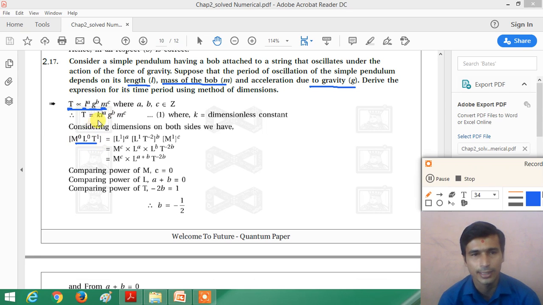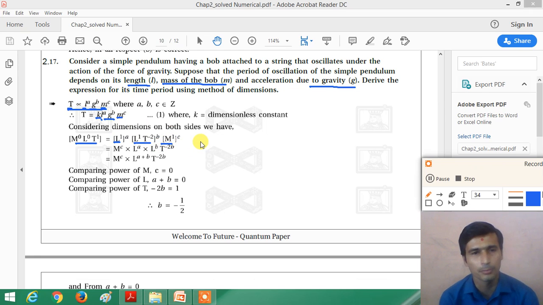On the right hand side, k is the constant which is dimensionless. The second term is length. What is the dimensional formula of length? L^1, raised to a. So we write L^1 raised to a. g is the acceleration due to gravity, so we put the dimensional formula of acceleration due to gravity, that is L^1 T^-2, raised to b. And the third one, mass: the dimensional formula of mass is M^1 raised to c.